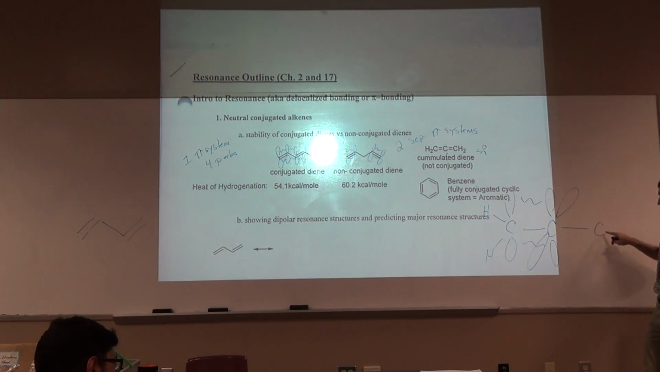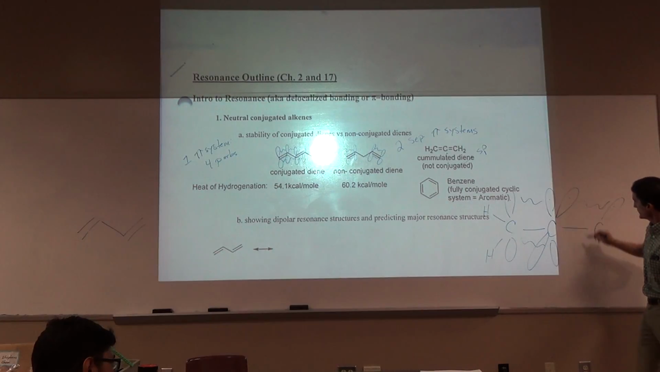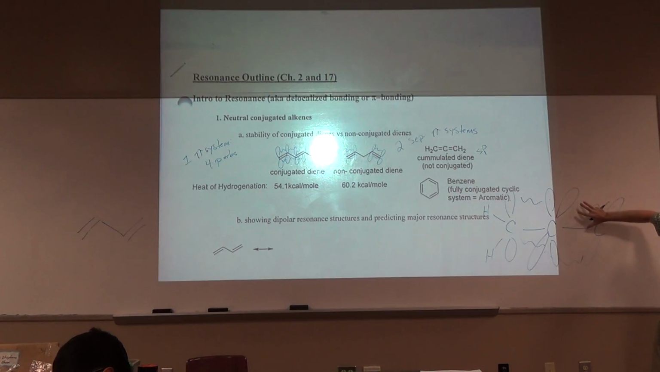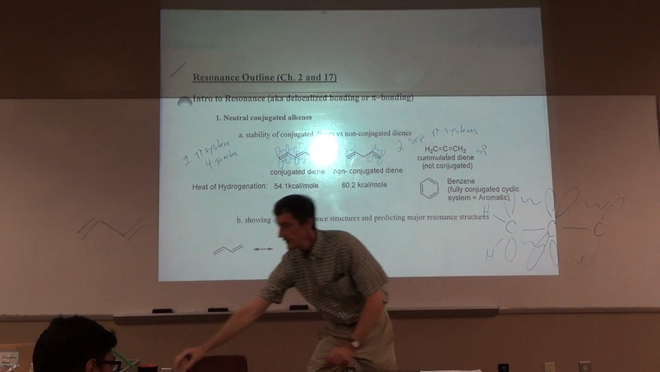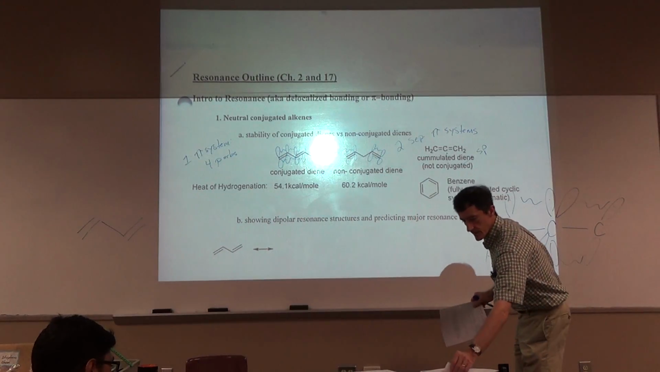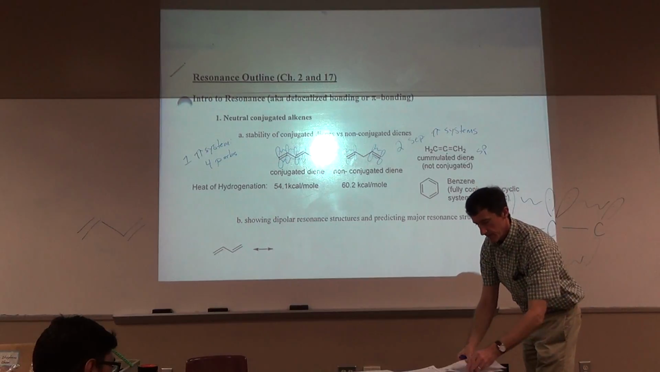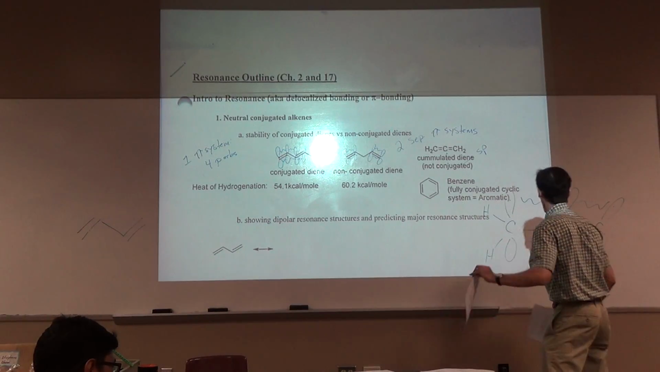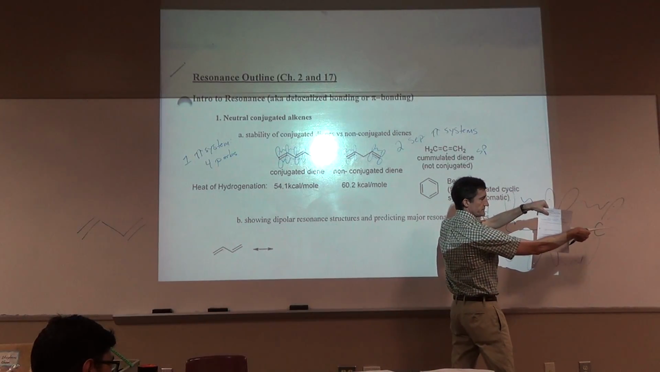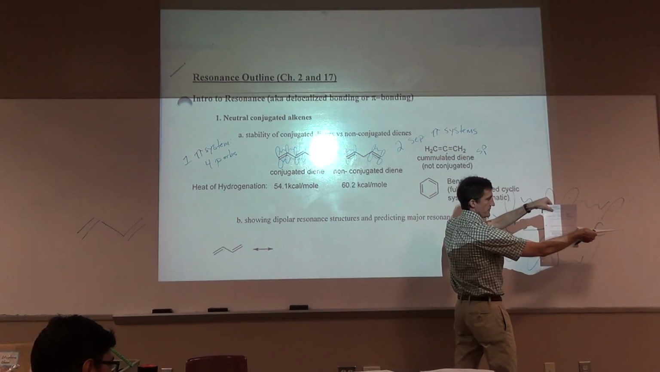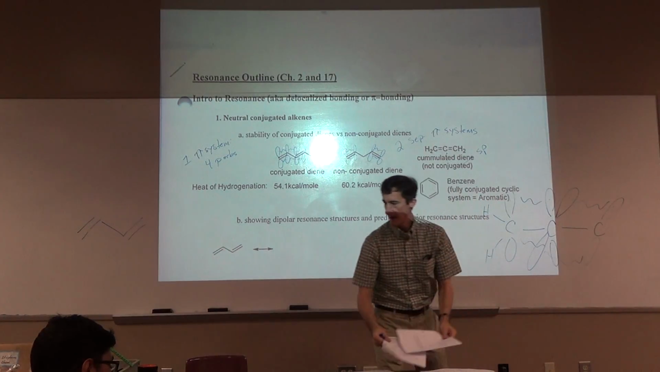Okay? Well, guess how this one is doing? This one's also perpendicular. And you have one electron, and that's overlapping. But this pi system is 90 degrees to that pi system. So if this pi system is like this, this pi system is like that.